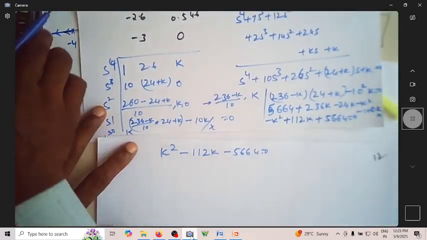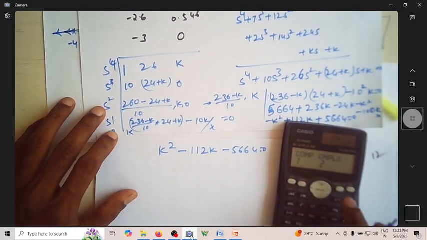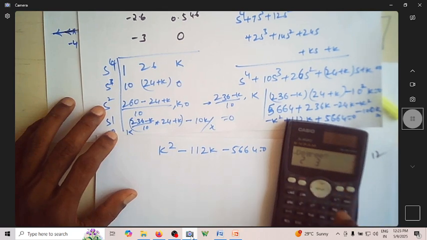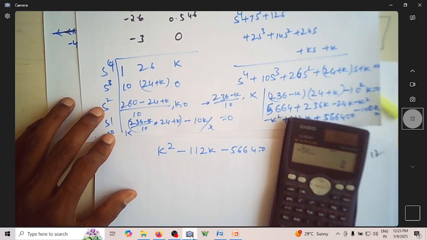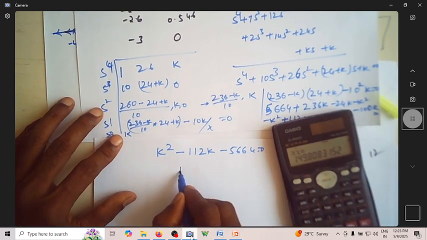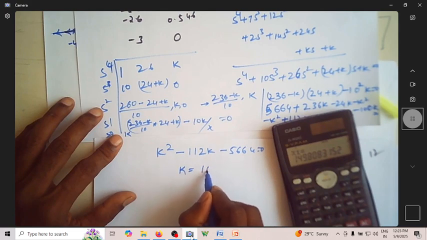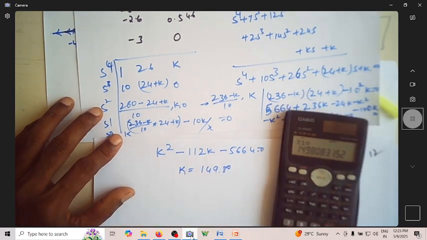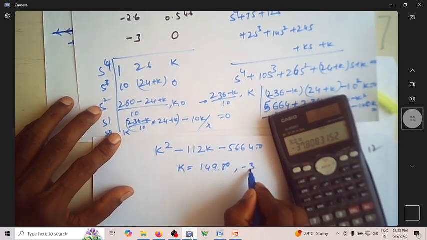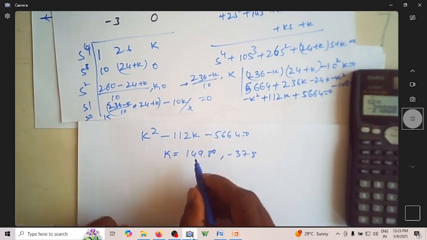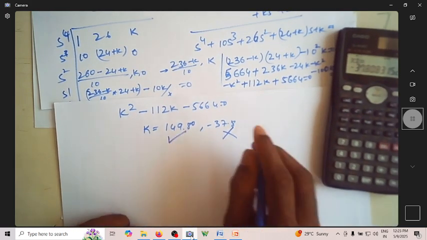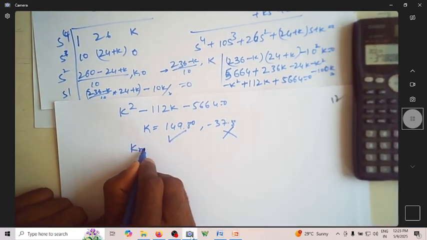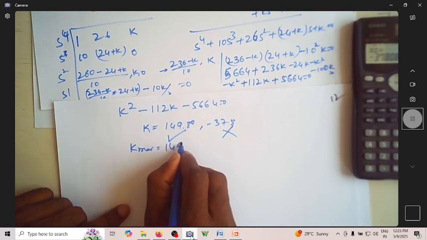Now, what are the two roots of k? It is 1, minus 112, minus 5664. One of the values of the root is 149.80. The other one is minus 37.8. So k cannot be negative. So this is the possible value of k marginal. So k marginal is 149.80.